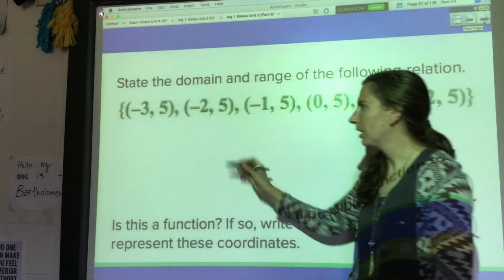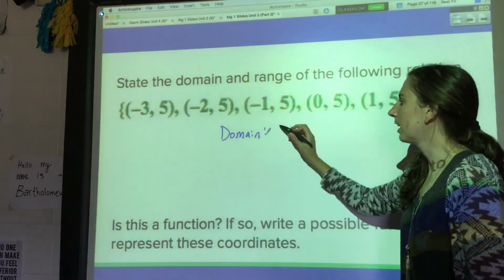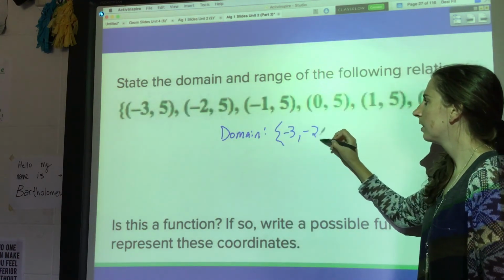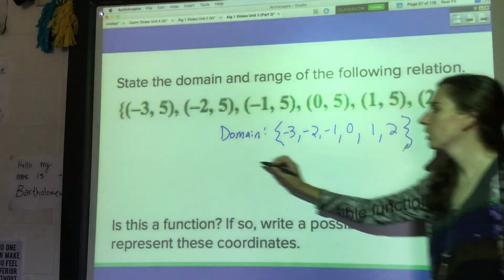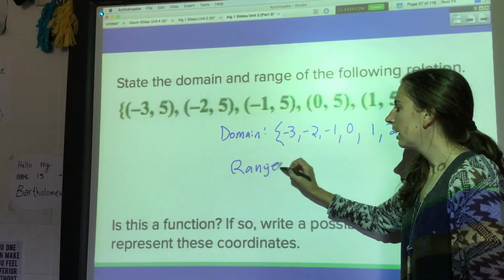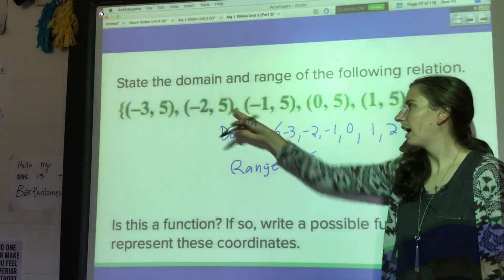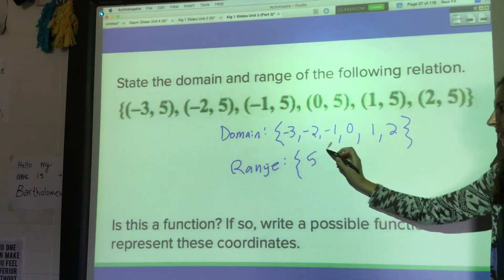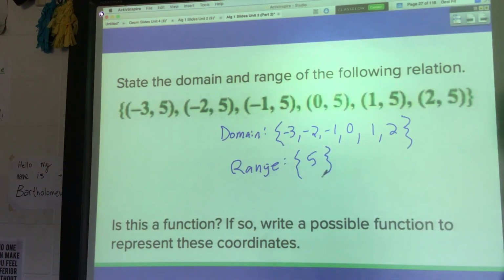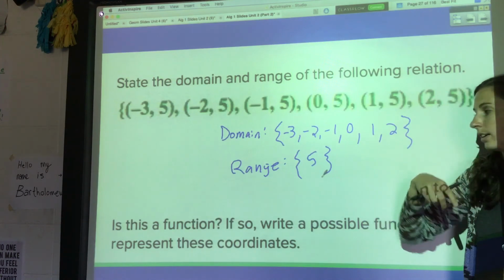The domain on this one is -3, -2, -1, 0, 1, and 2. That's all the x values. The range is all the output or y values, which is 5, and 5, and 5, and 5, and 5, and 5. The range is literally just 5. Is this a function? Yes, because I didn't repeat any inputs, just repeated outputs, and that's okay.